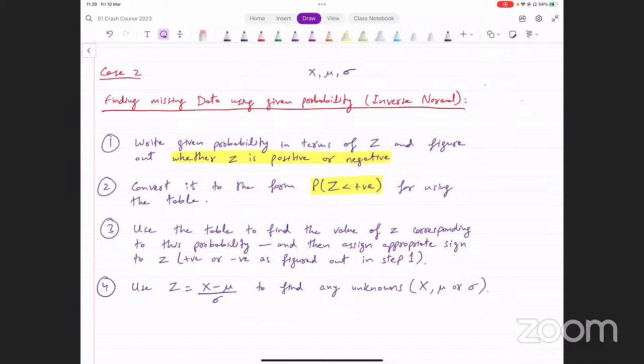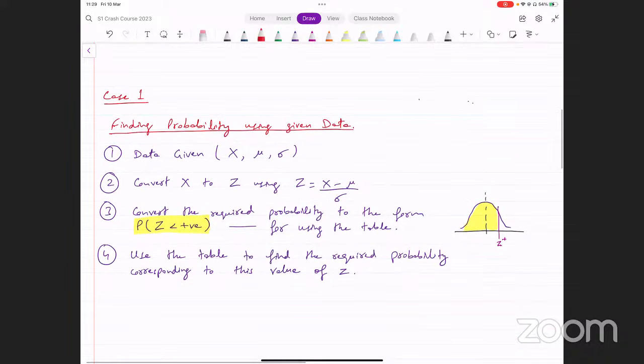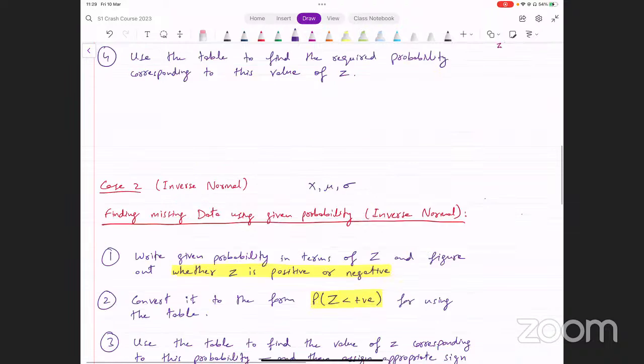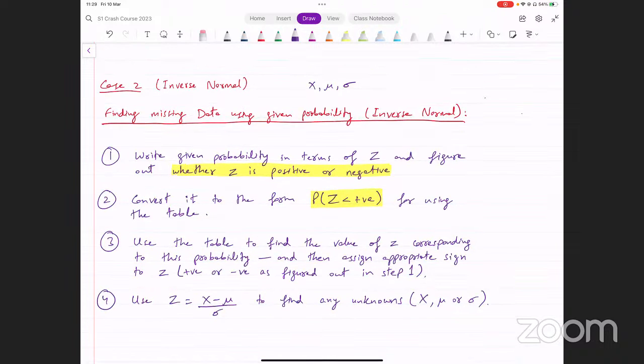This is known as inverse normal. The first thing that we did was simple normal, in which we have data given and we had to find the probability. In that case, we just had to apply the formula, convert it to z, convert it to standard form, and then use the table to find the probability. That was the easier part. In inverse normal, you have to do all of this, and that's what we wanted to do today.